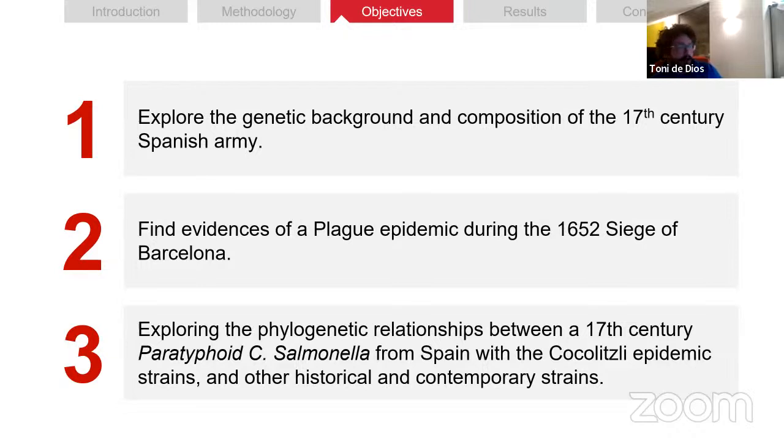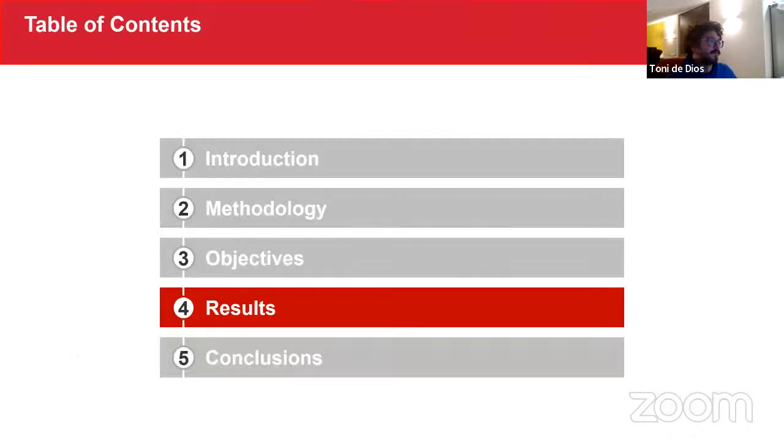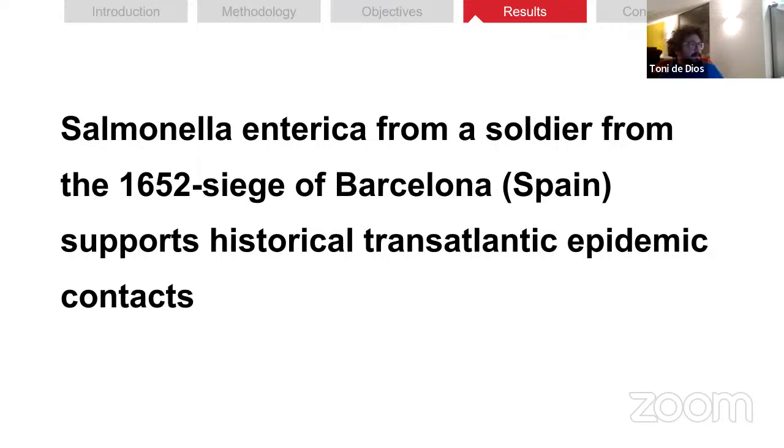And finally, we found Salmonella enterica. It's a little bit of a spoiler, but we found Salmonella enterica sequences in those particular samples. We wanted to relate those sequences to other historical samples, in this case the ones of the cocoliztli, the Mexican epidemic during the Discovery Age, but also to other historical and contemporary strains of the bacteria. So as a result of this project, I'm presenting the results of Salmonella enterica from a soldier from the 1652 siege of Barcelona, supporting a historical transatlantic epidemic context.